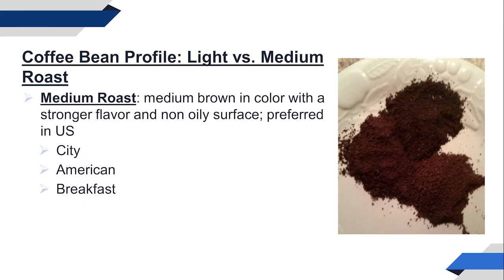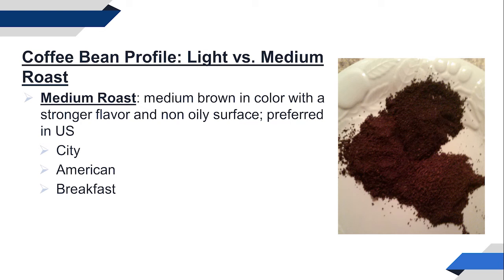Now, when you get to the medium roast, they're medium brown in color and it has that flavor. That's where you get the real flavor out of coffee, in the medium roast. It's non-oily, and it's preferred in the US. That's usually the most popular grind that you're going to find, medium roasted coffee. Most people prefer medium roasted. You will have those who ask, hey, do you have a dark roast that we can get? But for the most part, when you're trading coffee, when you're selling coffee, medium roasted coffee is going to be the one that works best for you.